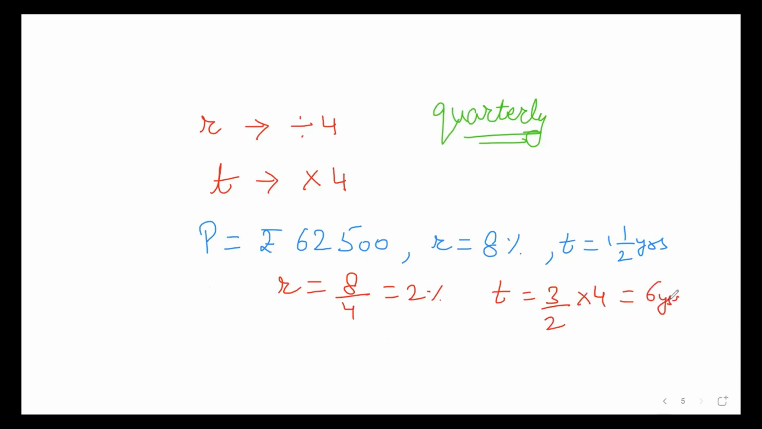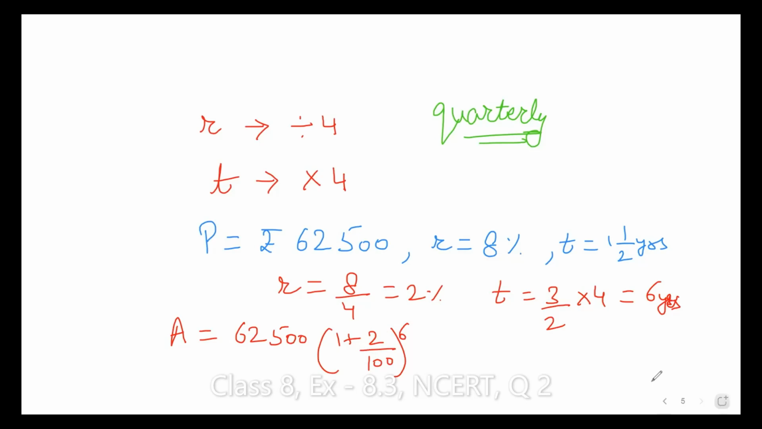So you just have to apply the same concept here, that is the amount formula. Principal 1 plus r is 2 here upon 100 raised to the power t is 6, and you just have to solve it and get the answer. So this way we can solve the questions like if it is given compounded annually, half yearly or quarterly. Just make sure you are applying the correct concept according to the given question.